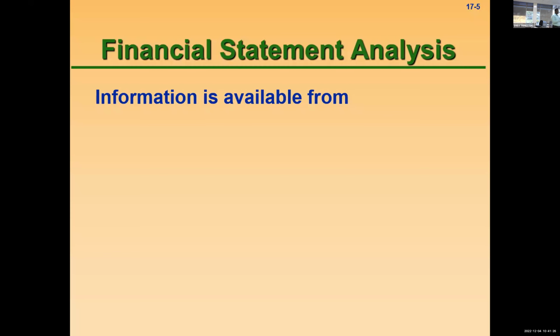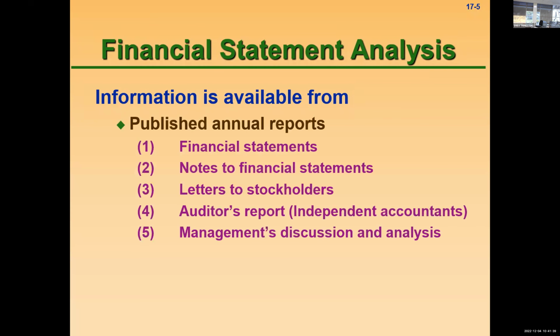Analysis. Okay. If I want this analysis to be done, I need some data. Where can I find this data? I already told you that two statements will have this data, but in addition to that, we have some more places where we can get it from. Look at this. Information is available from the published annual report. Annual report is the main source. It has everything about the company.